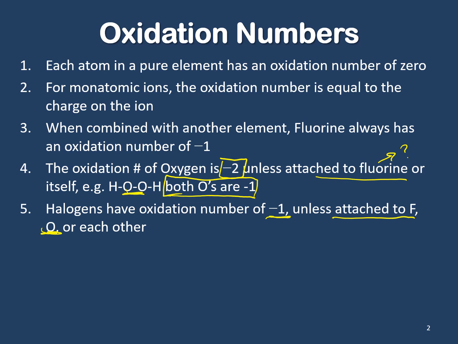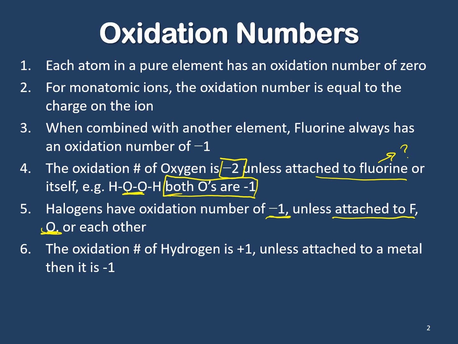So if we have like ClO3, I have no idea what the chlorine's oxidation number is because it's attached to oxygen in that compound. We'd have to calculate it, and I'll show you how to do that on the next slide. But if it was PCl3, well, phosphorus isn't fluorine or oxygen. The Cl's in that compound have a -1 oxidation number.